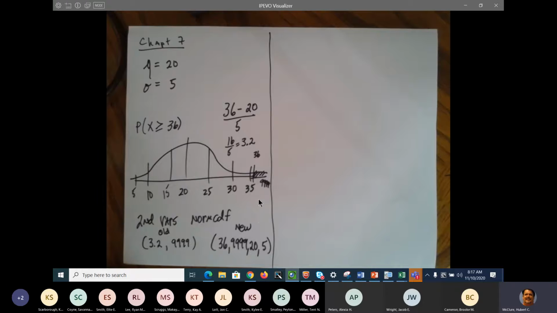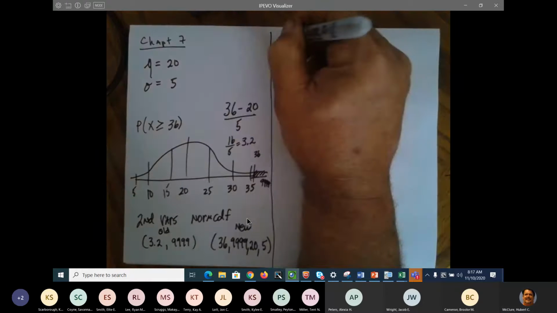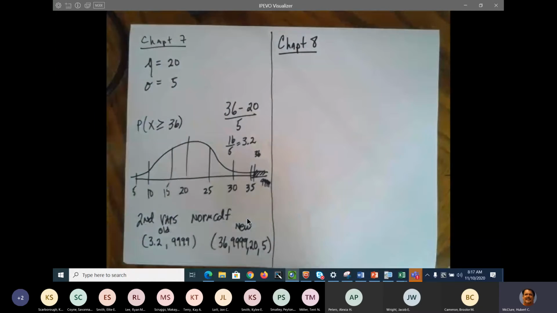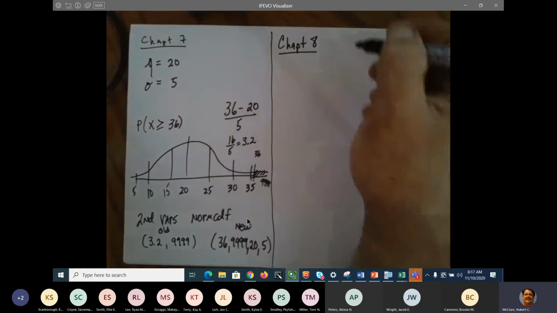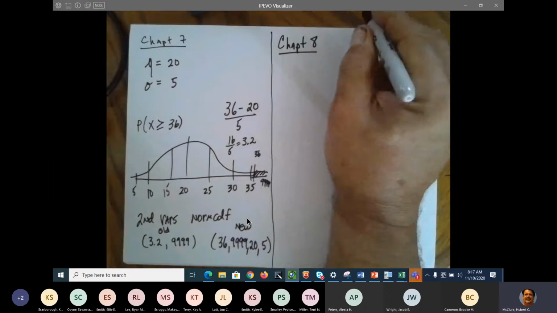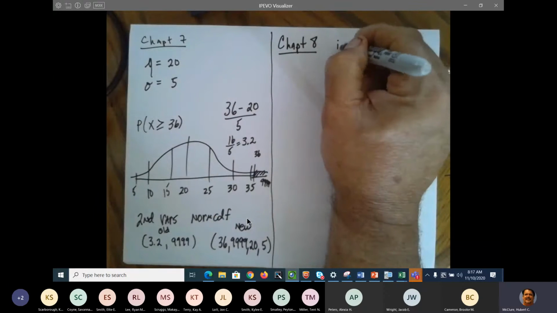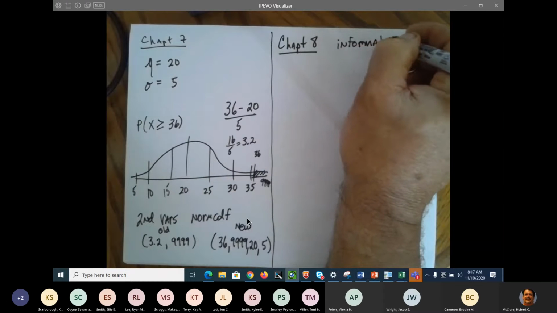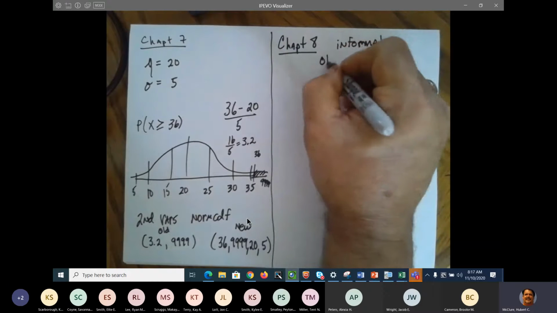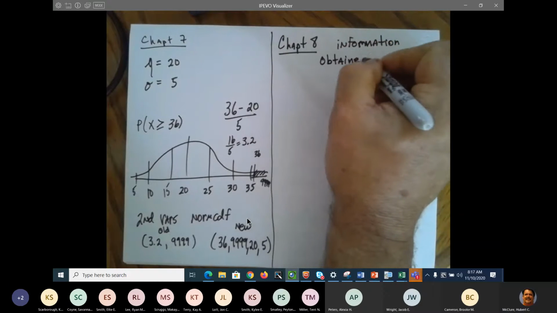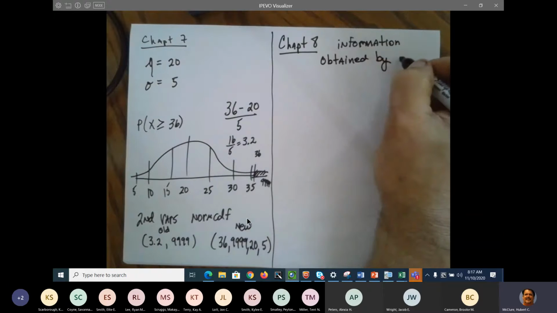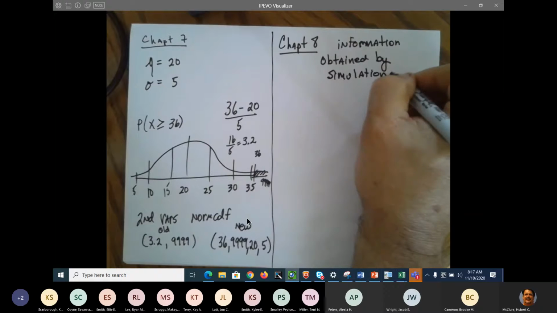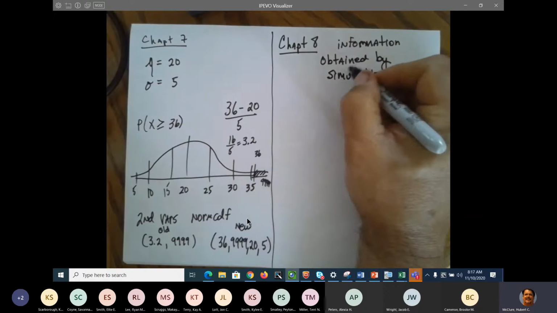So Chapter 8. Chapter 8 is going to follow the same lines, except Chapter 8 is using information obtained by simulations.